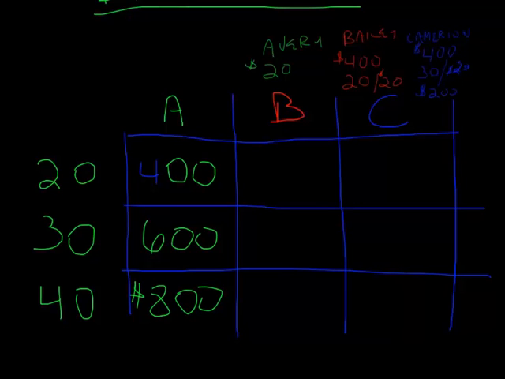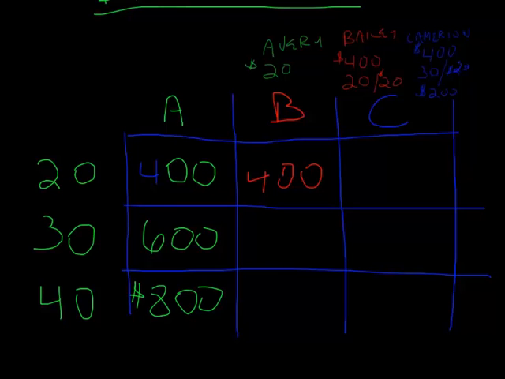Okay, so Bailey. Let's go to Bailey. Bailey's red. Remember, look up there at what her compensation package is. You make $400 no matter what. After 20, then you get paid an additional $20 per session. So with 20, you're not making anything extra. So she makes the $400.